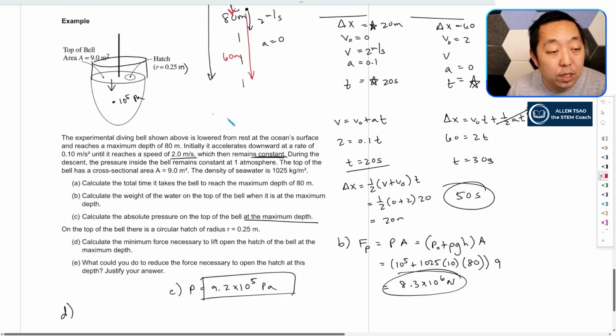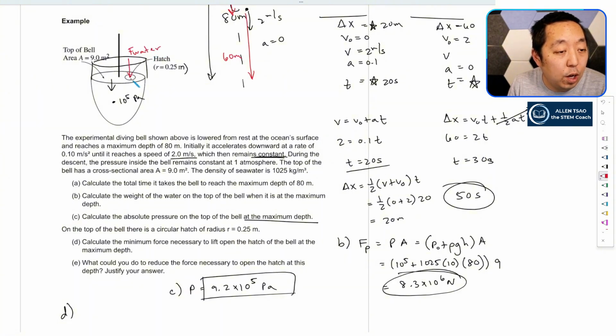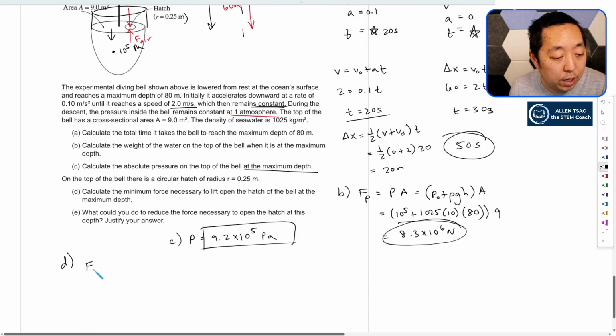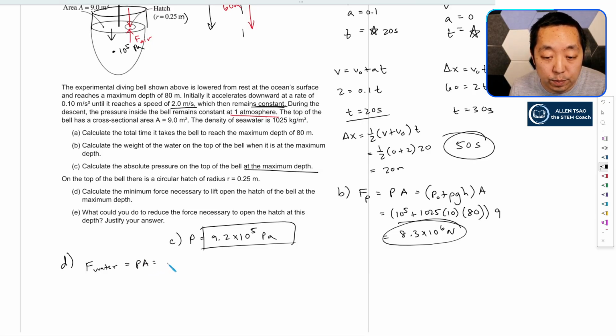Now you have to be very careful here because there's force from the water pressure, but there's some pressure inside here. So there's actually force from the air inside there because it's at 1 atmosphere. So we've got those two things to think about. So let's look at the force of the water on the hatch. It's going to be the pressure times the area, and the area is going to be pi r squared because we're just talking about the area of this hatch right here, not the entire area on top of the bell, but the area of the hatch. So it's 9.2 times 10 to the 5th times pi times 0.25 squared.